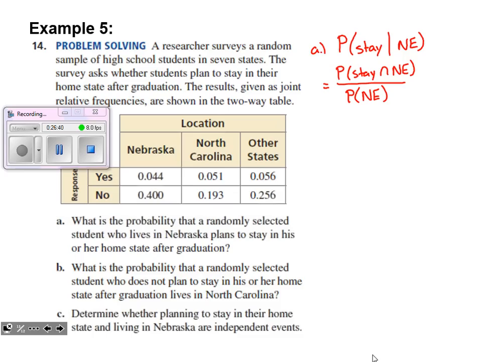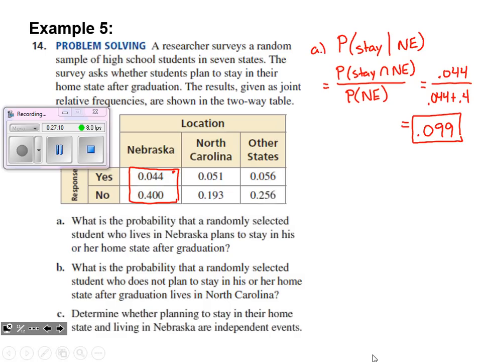From our two-way table, that's pretty easy to spot, right? Stay and live in Nebraska, that's 0.044, over just the probability that they are in Nebraska, that's the sum of those two. Everybody surveyed in Nebraska, that's 0.044 plus 0.4. And when we crunch those numbers, what we get is 0.099. You can see that the math was very easy, and the table really helped us locate what we needed to fit into that probability we were trying to answer.